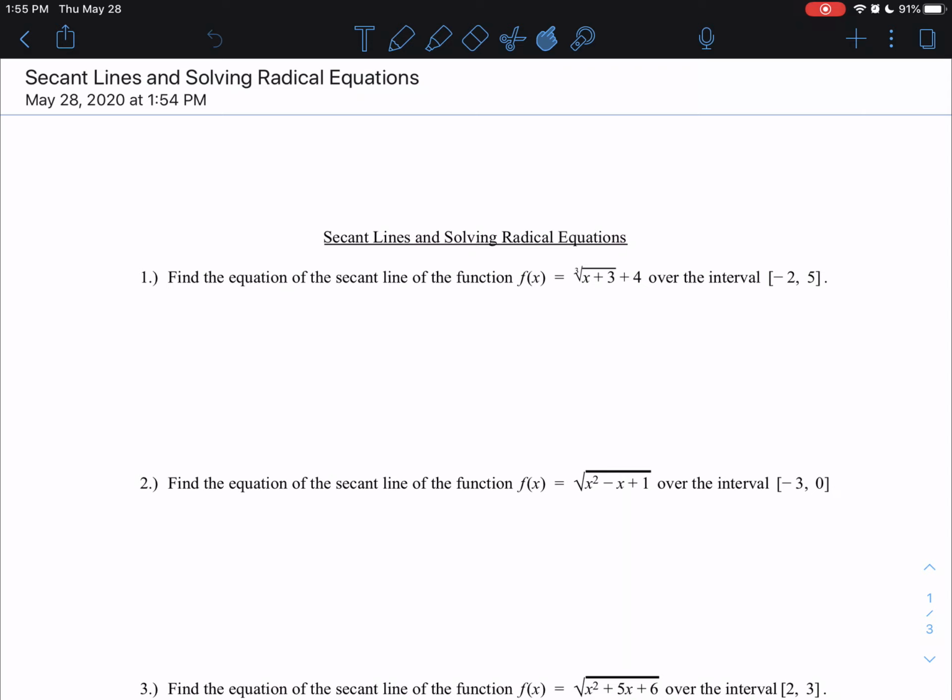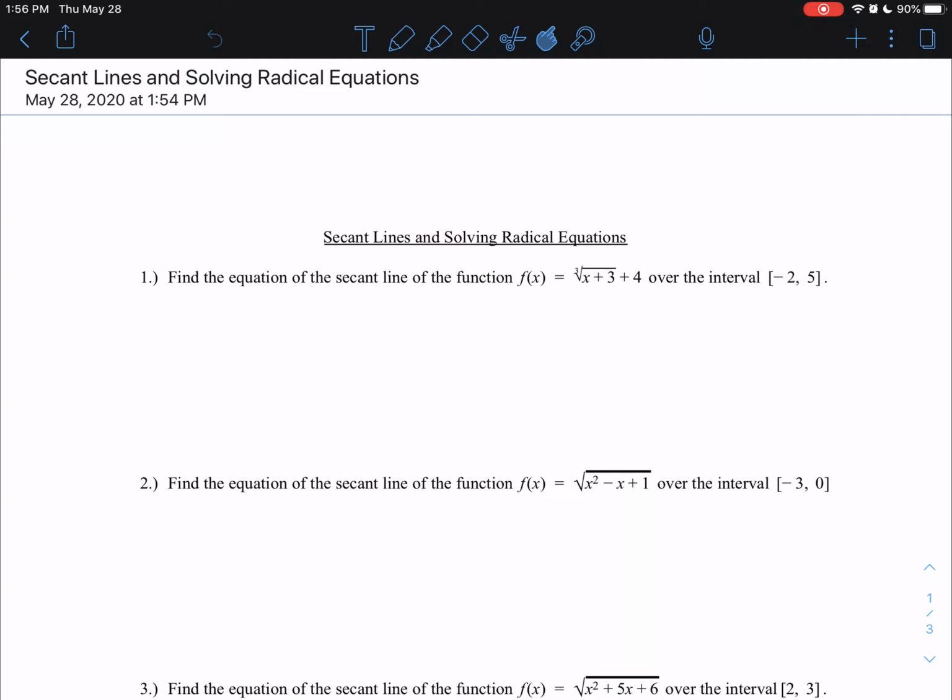So looking at our first problem here, we have: find the equation of the secant line of the function f of x equals the cubed root of x plus 3, plus 4, over the interval -2 to 5. What this means is we're finding the secant line, and a secant line is going to be a straight line, and it's going to go through the points -2 and 5, and those are going to exist on that function. So -2 and 5, those are my x values because it's an interval.